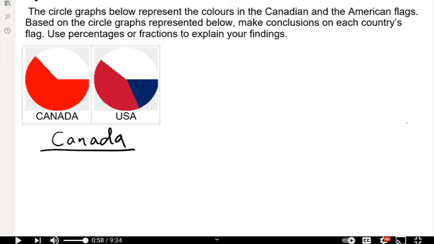For Canada, I want to know the percentage of the red. So for the red portion of our flag, give me a percentage. You can type the percentage in the chat. How much percentage do you think we have in that part that has the red color?